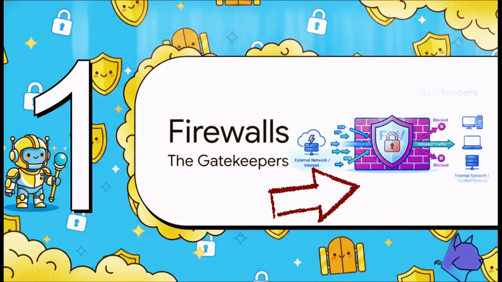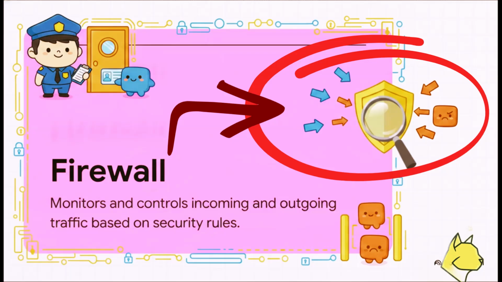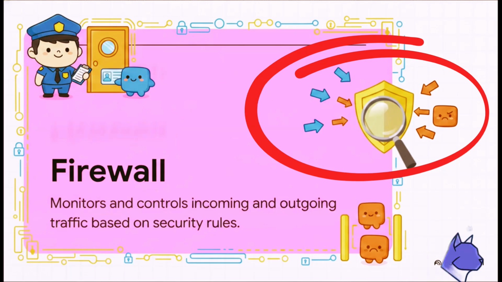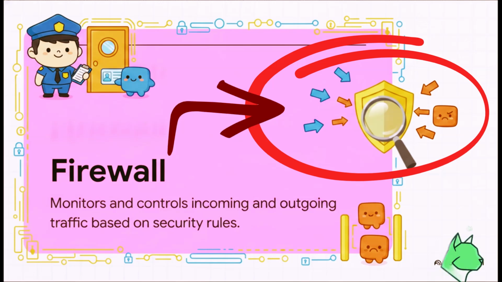All right, let's jump right into Section 1, Firewalls, the gatekeepers. To put it as simply as possible, you can think of a firewall as a friendly but incredibly strict security guard standing at the front desk of an office building. This system meticulously monitors and controls all the incoming and outgoing network traffic. It doesn't just guess either. It operates based on very specific, predetermined security rules. Simply put, nobody gets inside without having their ID checked by this guard.